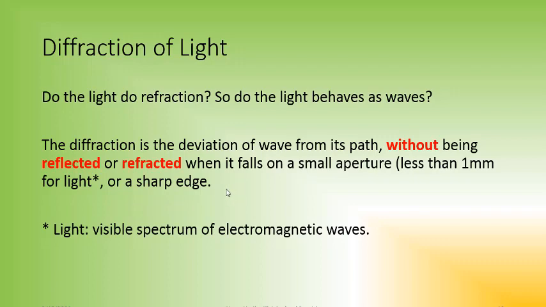What we saw in this video is that light deviates when it passes through a small aperture and a small slit. So this is a characteristic of a wave. So in this case, light behaves as a wave. So diffraction finally shows the wave aspect of light.